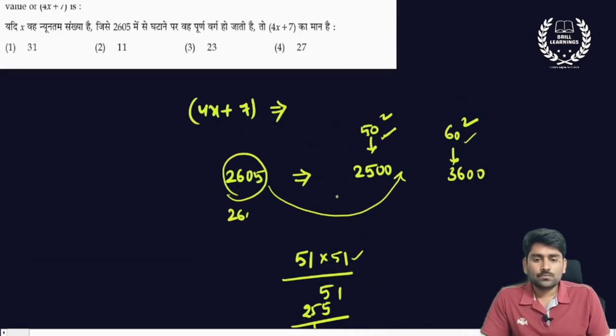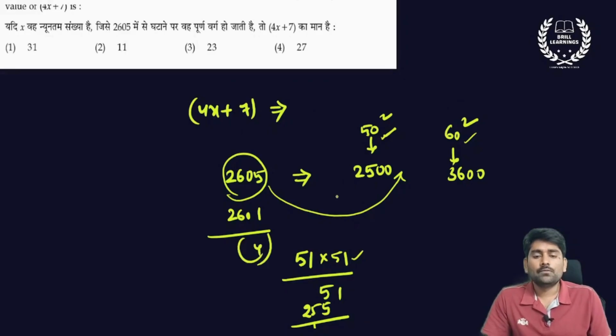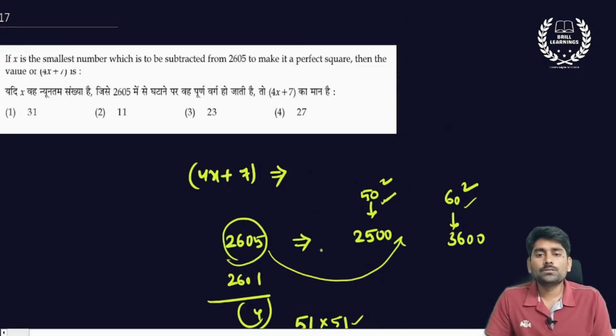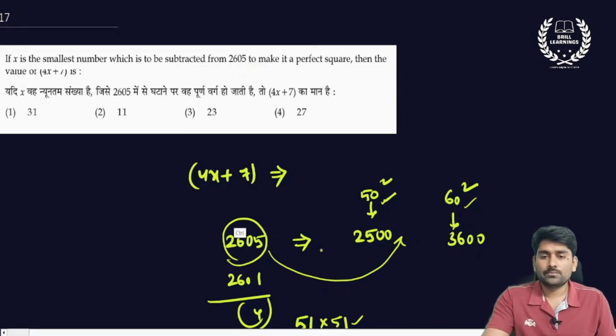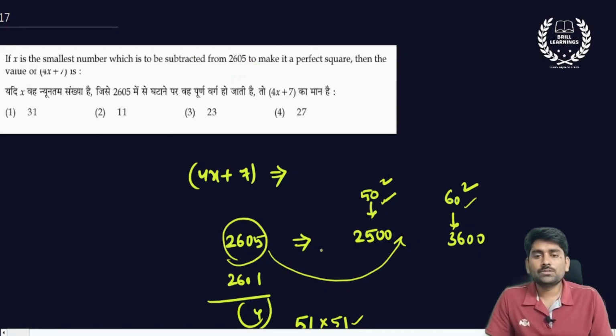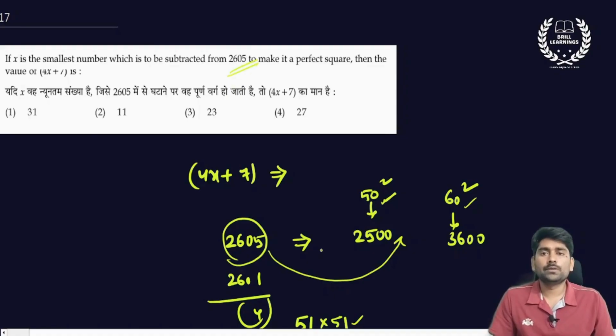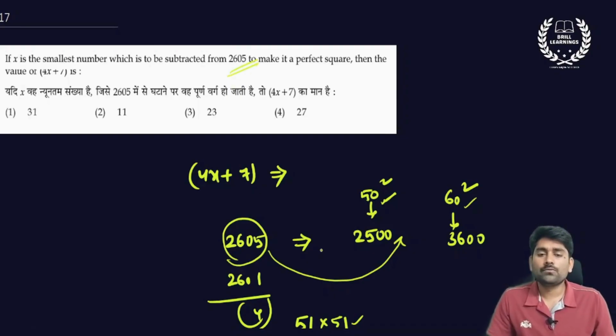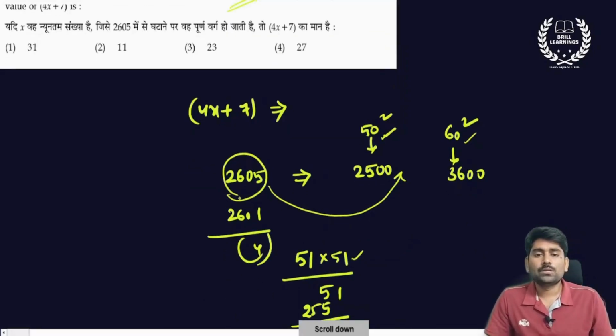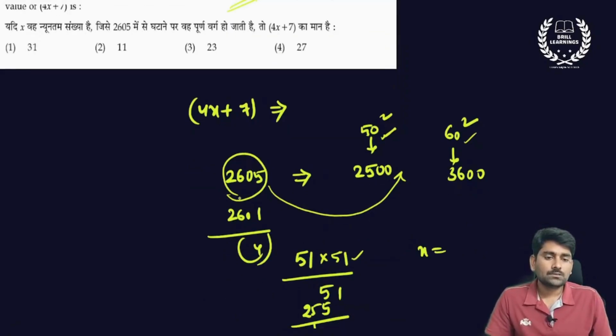That means if I deduct this value, I'll get 4. If I subtract 4 from this 2605, I'll get the value of a perfect square, which is the square of 51. So here the value of x is 4.